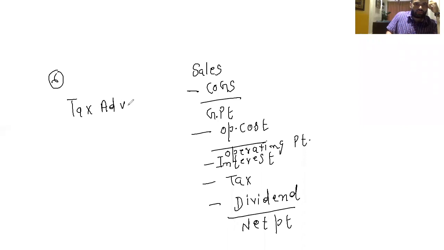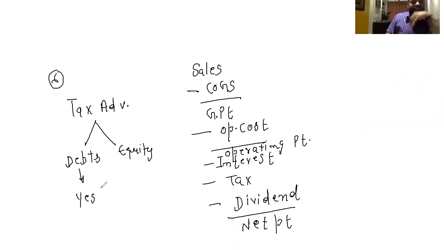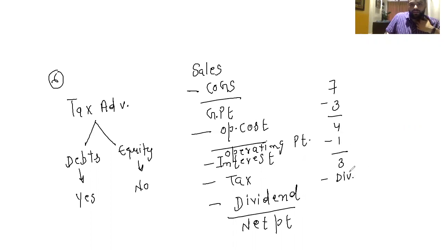Tax advantage: debts and equity. Debts give us a tax advantage, but holding equity, we do not have any tax advantage. As I mentioned, 7 minus 3 is 4. Let's say 25% is 1, it's 3, and then we will pay dividend, right? So this is interest, this is tax, which is 25%, and this is dividend, right?